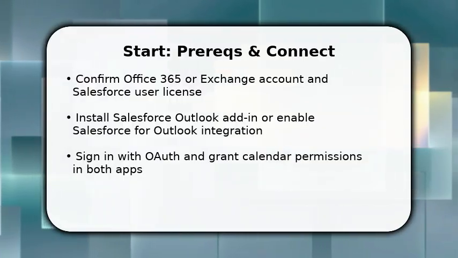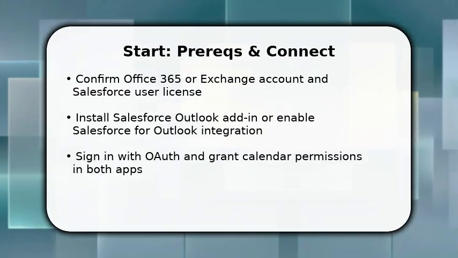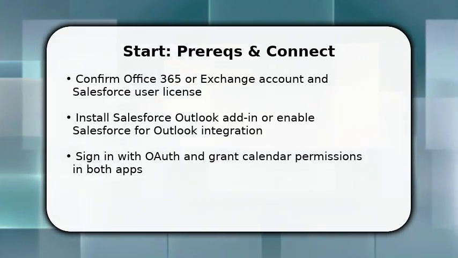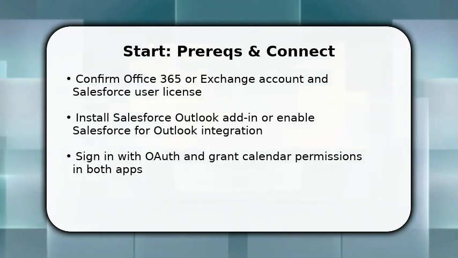Grant Calendar read/write permission when prompted, because without it events won't move. Then open Outlook and the add-in to verify the connection indicator shows signed in. Proceed only after that turns green.